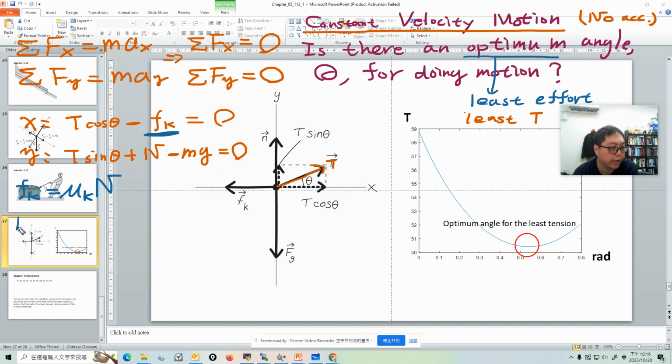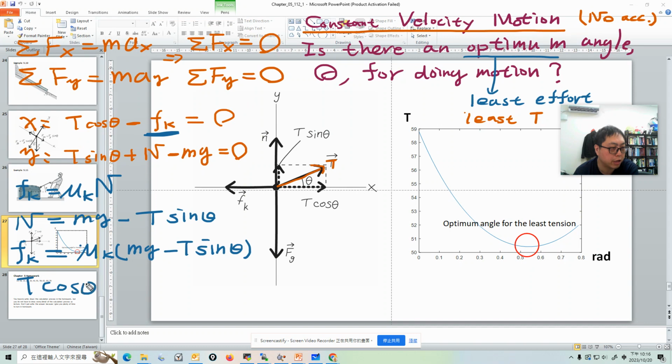So here we can get the normal force equal to mg minus T sine theta. So the friction force is equal to mu k times (mg minus T sine theta). Okay, so we put the information back into this equation. So we will have T cosine theta minus mu k mg plus mu k T sine theta equal to 0. Okay, and then we do a little algebra work.